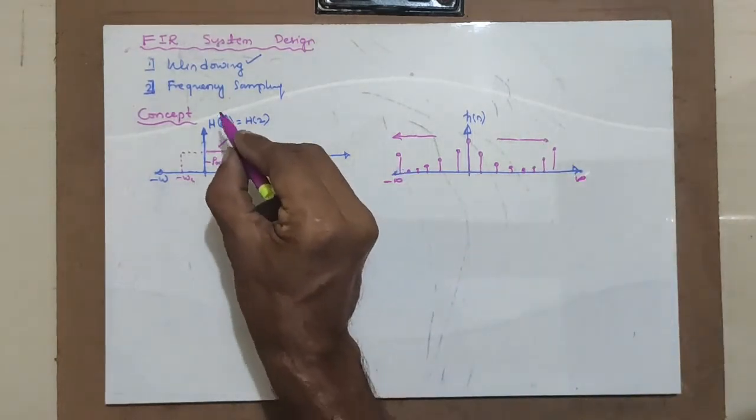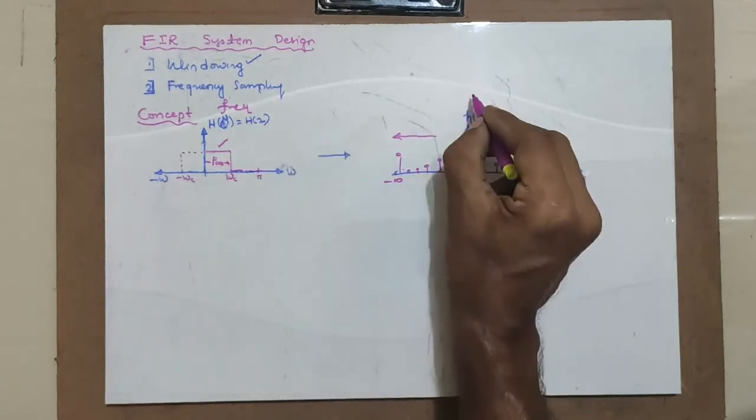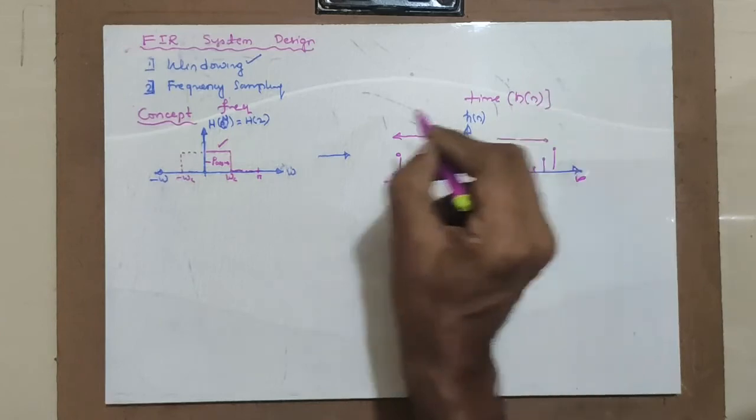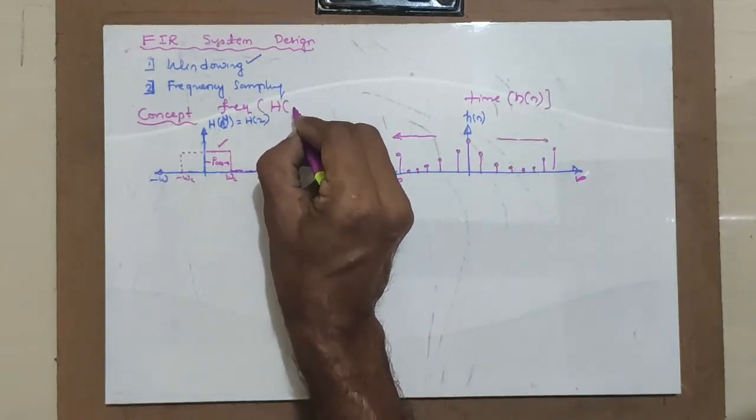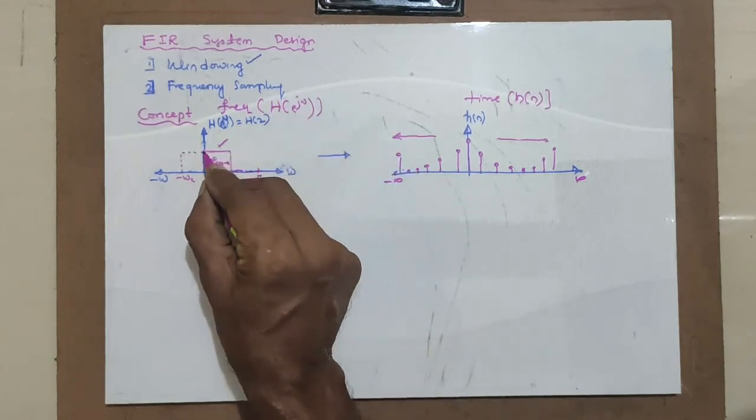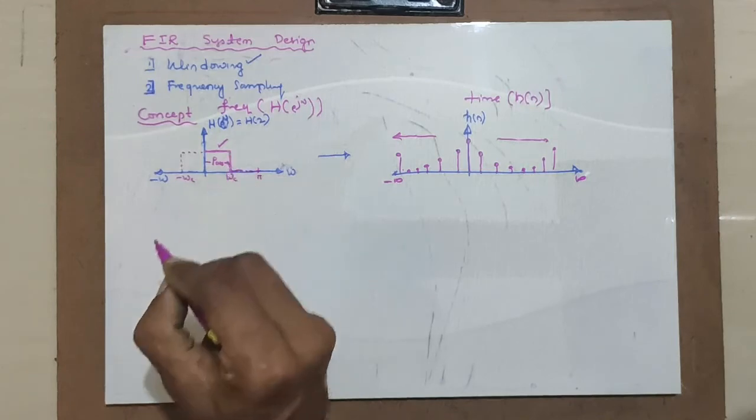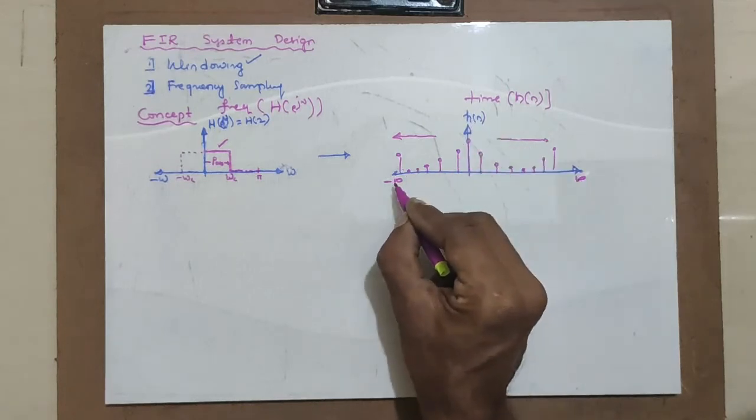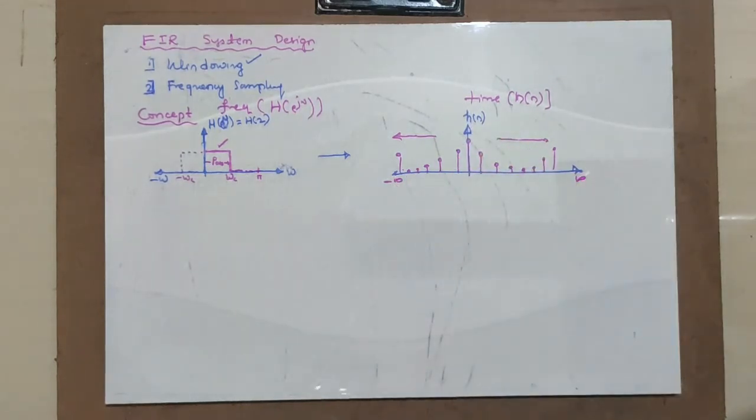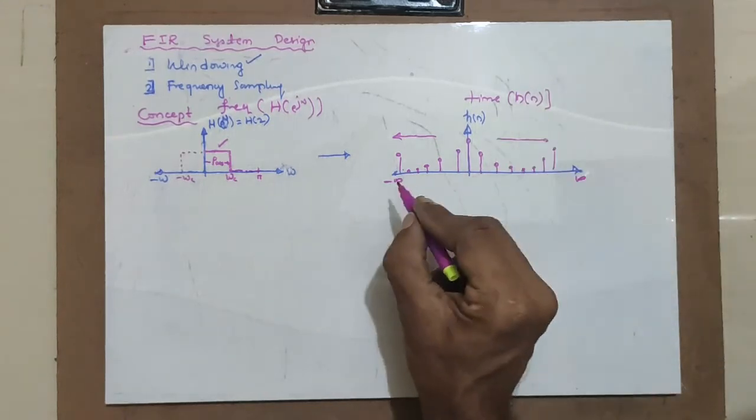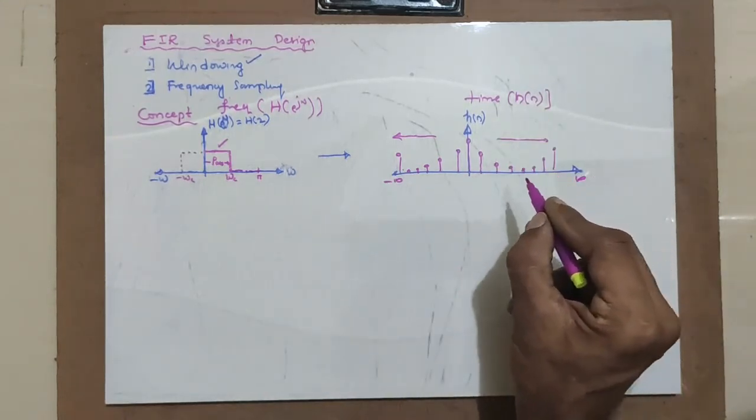How will be the frequency response? This is the frequency response. This is the time response or h of n. What about this? This is the frequency response or H of e raised to j omega. How will be H of e raised to j omega? It is ideally like this. So as to obtain the ideal characteristic, I want h of n to exist from minus infinity to plus infinity. But in FIR system, I can't have the storage for h of n to exist from minus infinity to plus infinity. What do I do? I will limit this.